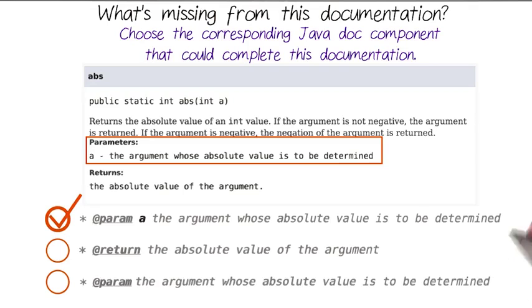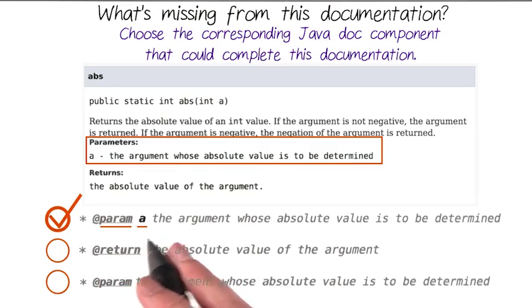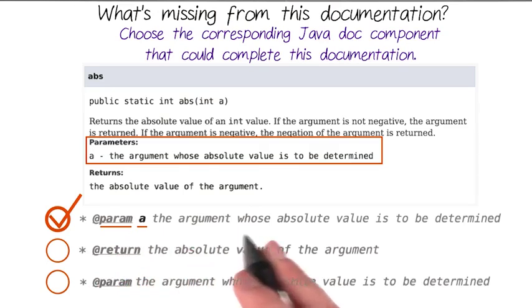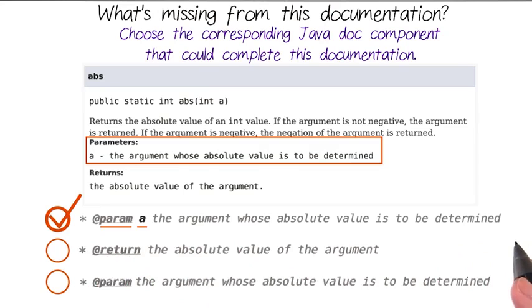And to include that in a java.doc comment, it would look like this. An @ symbol, followed by param, then the name of that parameter, which is just the letter a, and then finally a description of that parameter. Again, we already had a return value description, so we don't need to add this return part of the java.doc comment. And this last parameter comment line is incomplete because it doesn't include the name of that parameter, the name a. So @param a, the argument whose absolute value is to be determined, is the correct answer.